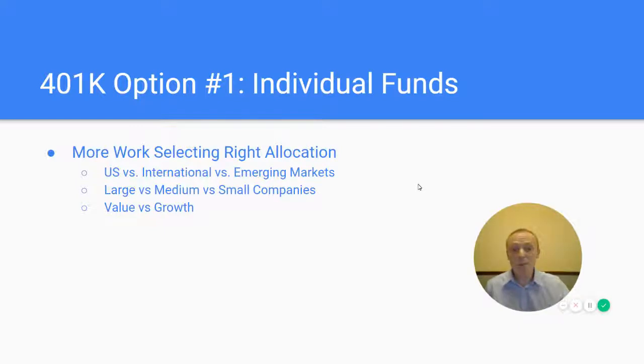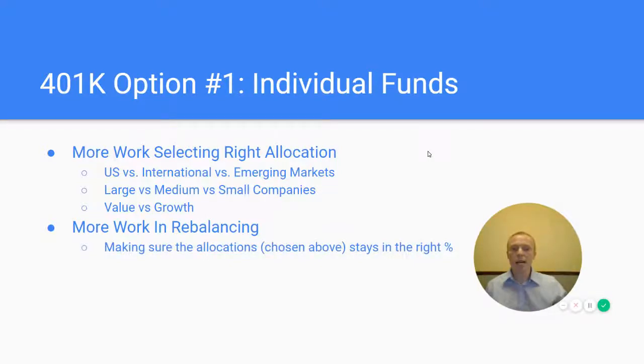It's really hard coming up with the right percentages for all of these if you're not, frankly, a financial professional. It's also going to be more work in rebalancing. What I mean by rebalancing is that once you've picked the right allocations I've mentioned above, you want to keep those allocations pretty consistent. So if you decided, for instance, to have 70% of your investments in US companies and 30% in international, you'd want to rebalance your portfolio so those percentages match up probably about every year. If they get off kilter, you'd want to get them back to that 70-30 ratio.